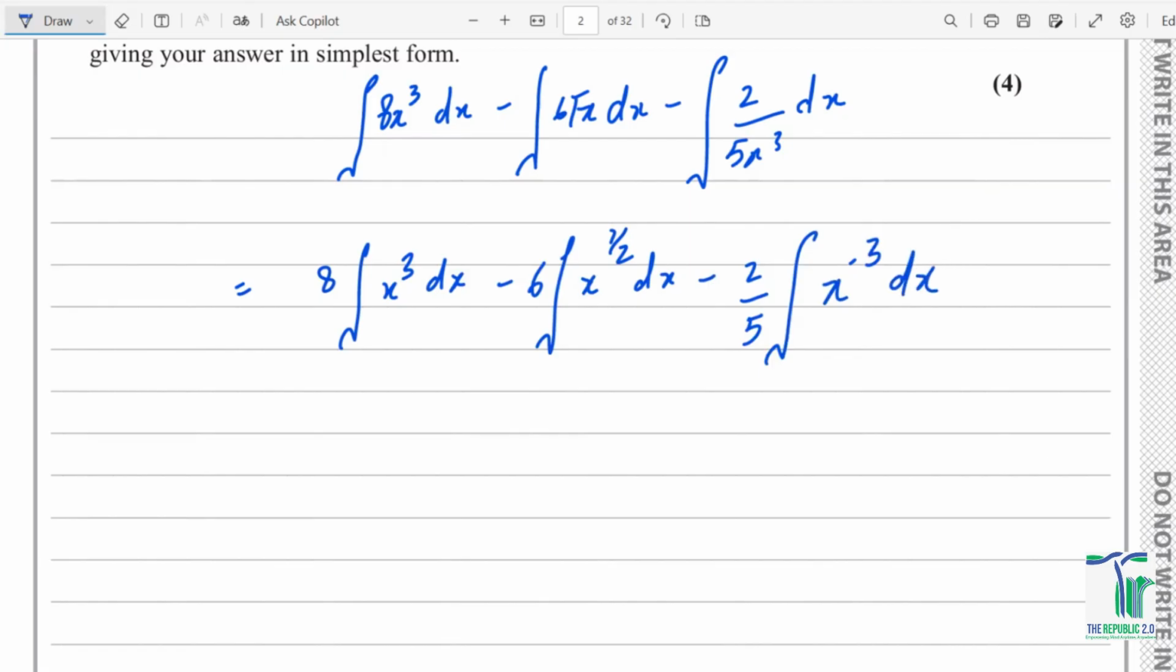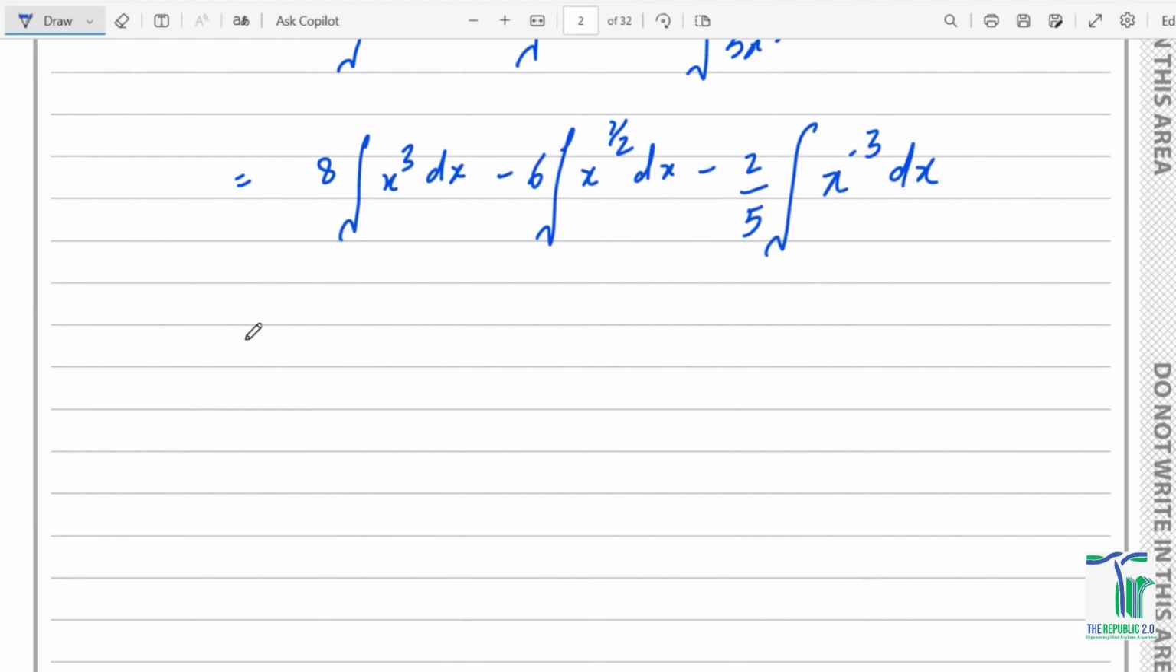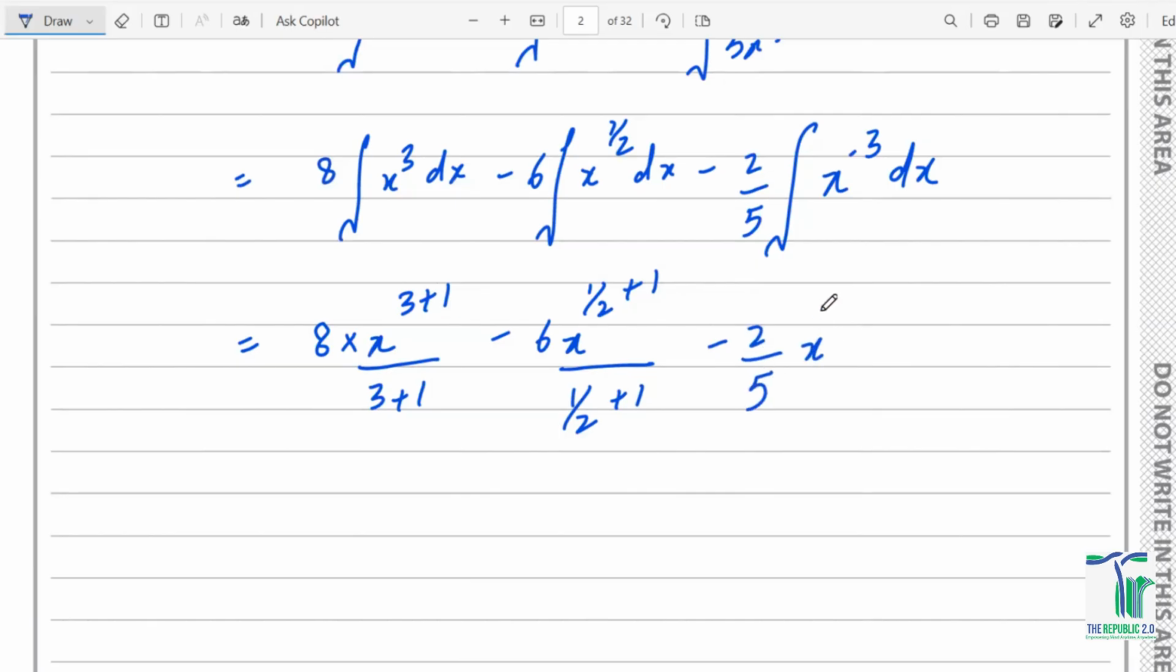Now I'm going to apply the power rule of integration. And what was that? We just need to add 1 to the power and divide by the new power. So minus 6x to the power of 1 by 2 plus 1, divided by 1 by 2 plus 1 as well, and then minus 2 by 5 x to the power of minus 3 plus 1 divided by minus 3 plus 1, plus c. Do not forget the constant of integration.